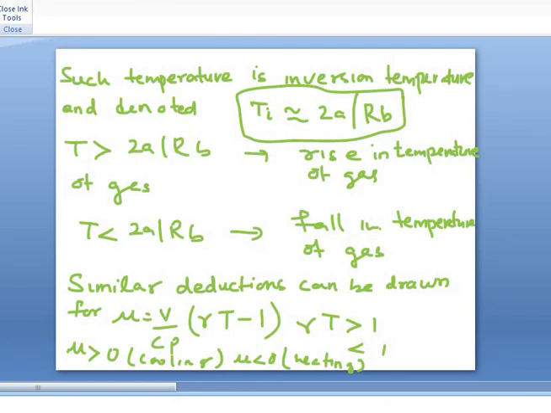So with this we have realized that using the TDS equations and the Maxwell's equations, we have tried to deduce the inversion temperature for the Joule Kelvin effect, and realized that for an ideal gas the effect is 0. For a real gas, these are the two conditions. So that's it. Thank you.